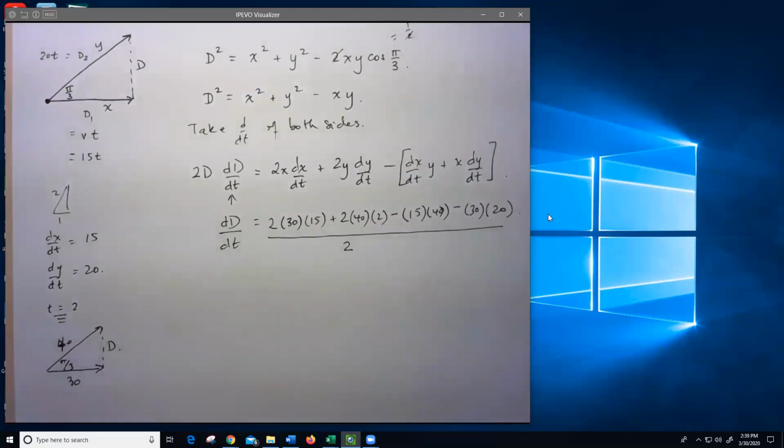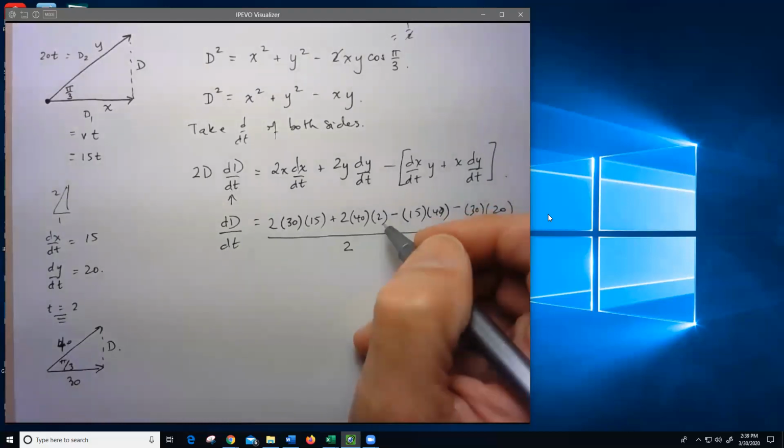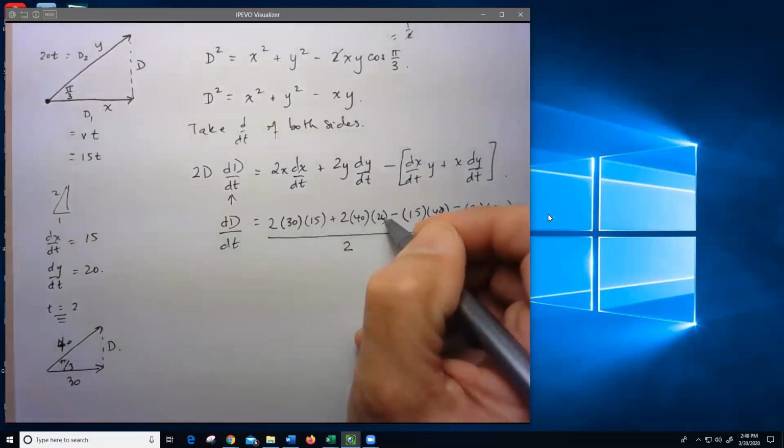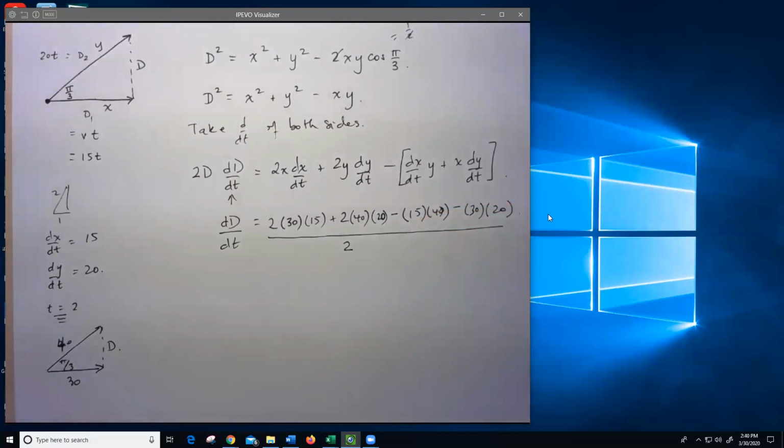I'm missing a 20. So where am I missing the 20 here? Ah, here. Thank you very much. I think this is what you mean. This should be not 2, but 20. Good catch on that one.